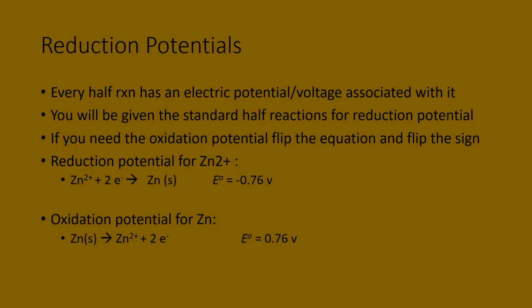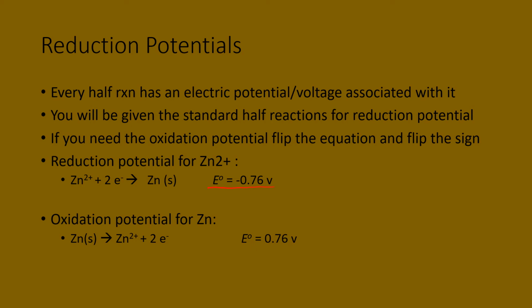Reduction potentials. Every half reaction has an electric potential or voltage associated with it. They will always give you the standard half reactions for reduction potentials. So if it's oxidation, you have to flip the equation and change the sign. So the reduction potential for zinc plus 2 will be given to you as negative 0.76. However, if it was asking for the oxidation potential for zinc, we flip the equation.